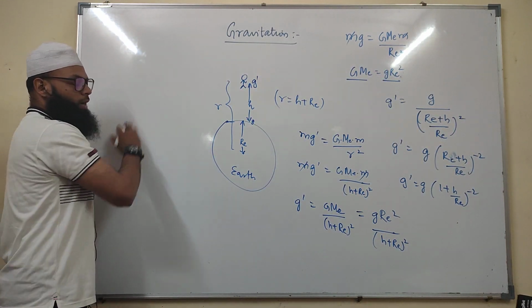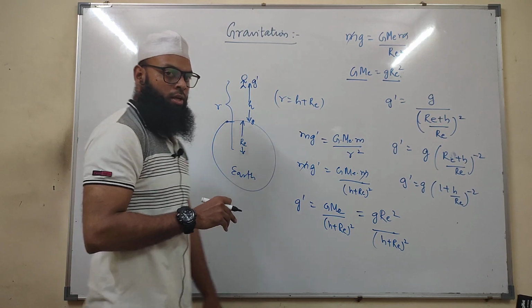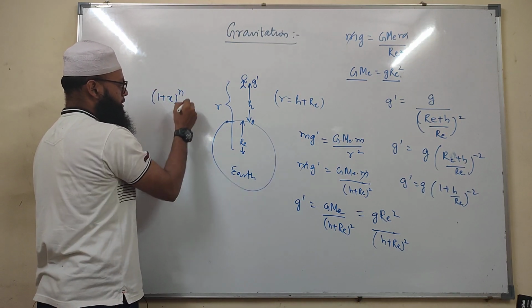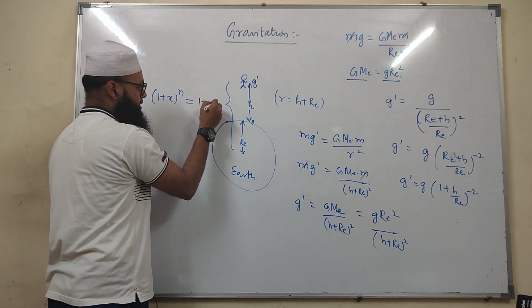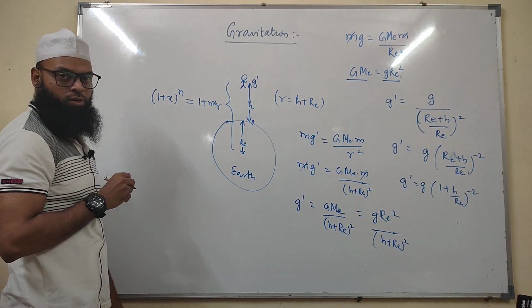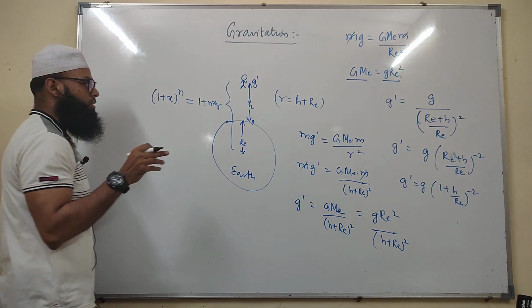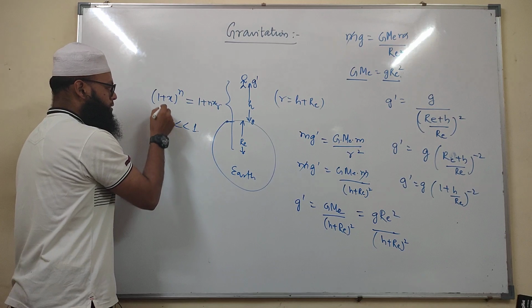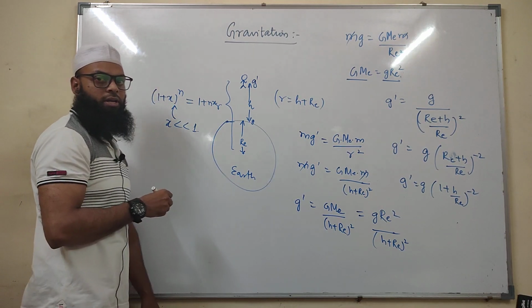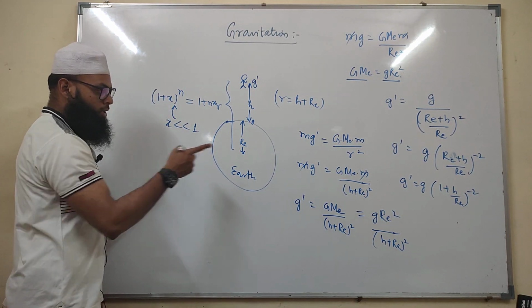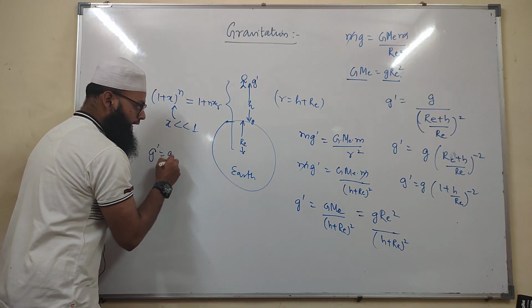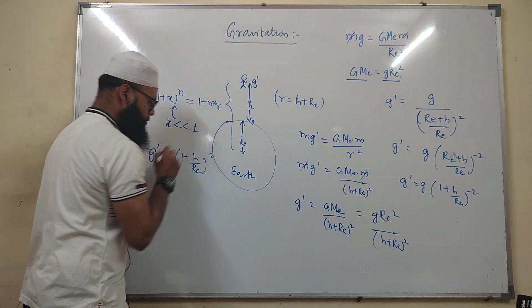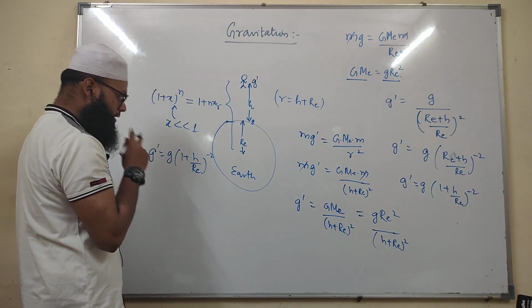Now, in the binomial theorem we have studied one thing: if there is such a statement that 1 plus x to the power n is there, it was written as 1 plus nx, but there was a condition associated with it. The condition was that only if this x is very much less than 1, then 1 plus x to the power n can be written as 1 plus nx. Okay, so now we have g dash is equal to g times 1 plus h upon Re to the power -2. Now we are trying to write it in a similar fashion.